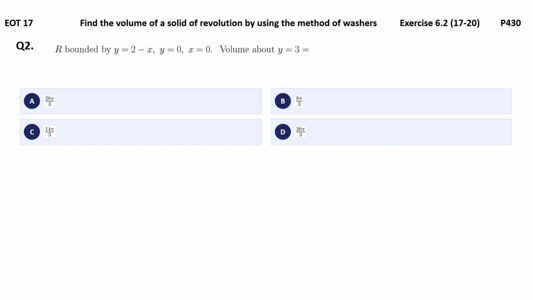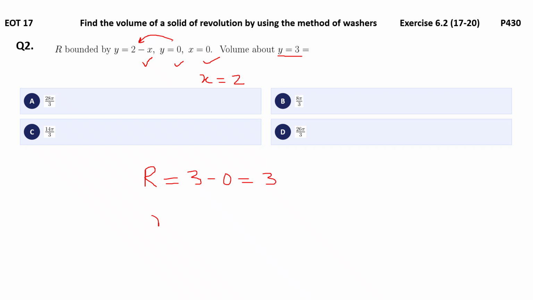Here again of the same idea, y equal to 3, so it's parallel to the x-axis. The function is already in terms of x-axis. It's given y equal to 0 and x equal to 0. So let's find by substituting y equal to 0 over here. The x ranges from 0 to 2. Since it's revolving around y equal to 3, your outer radius should be of 3 until the axis. So 3 minus 0, which is 3.